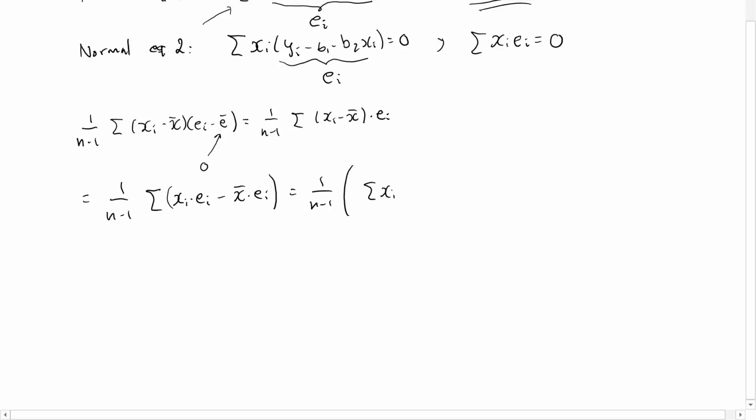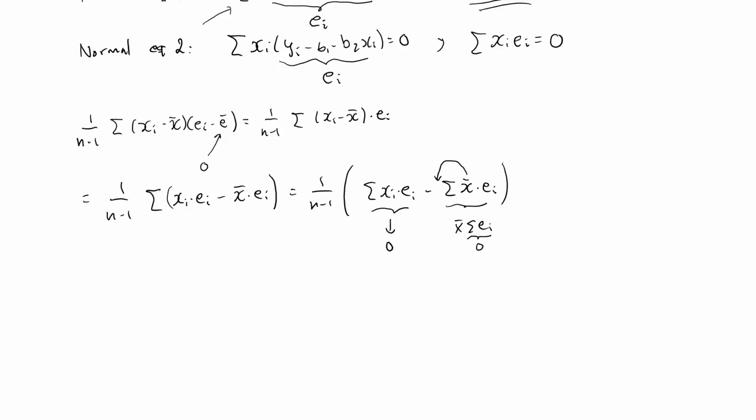Summation xi times ei minus summation x bar times ei. So we know that this is 0 because of normal equation number 2. For this expression, we can just take that as a constant now, so we can take it outside. So it says x bar summation ei. But we know that that's 0 because of normal equation 1. So it's 1 over n minus 1 times 0 minus 0, which is 0.